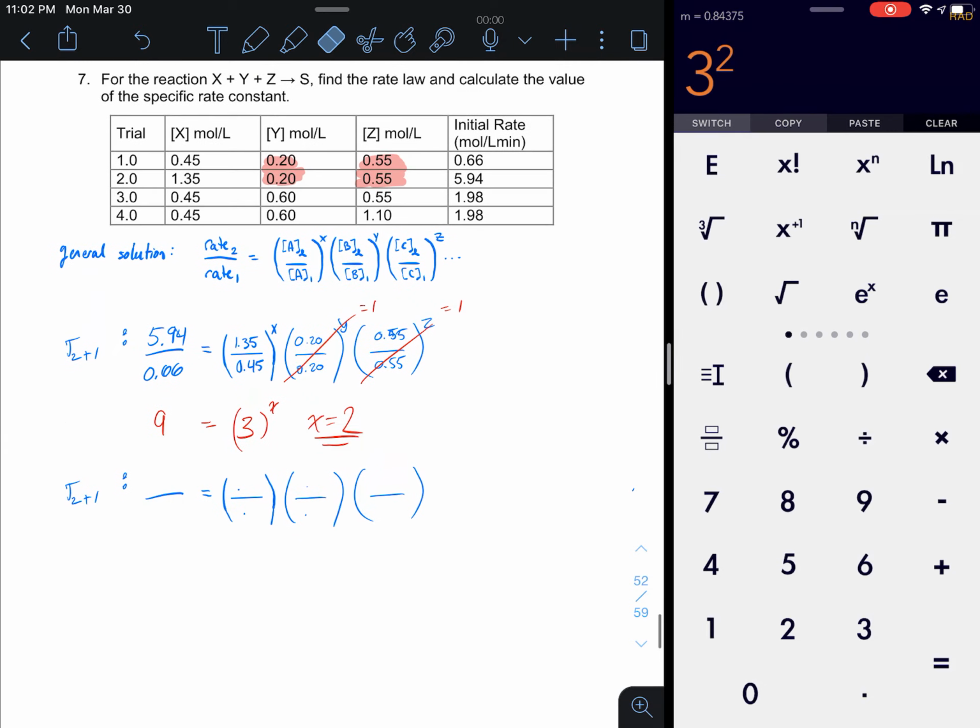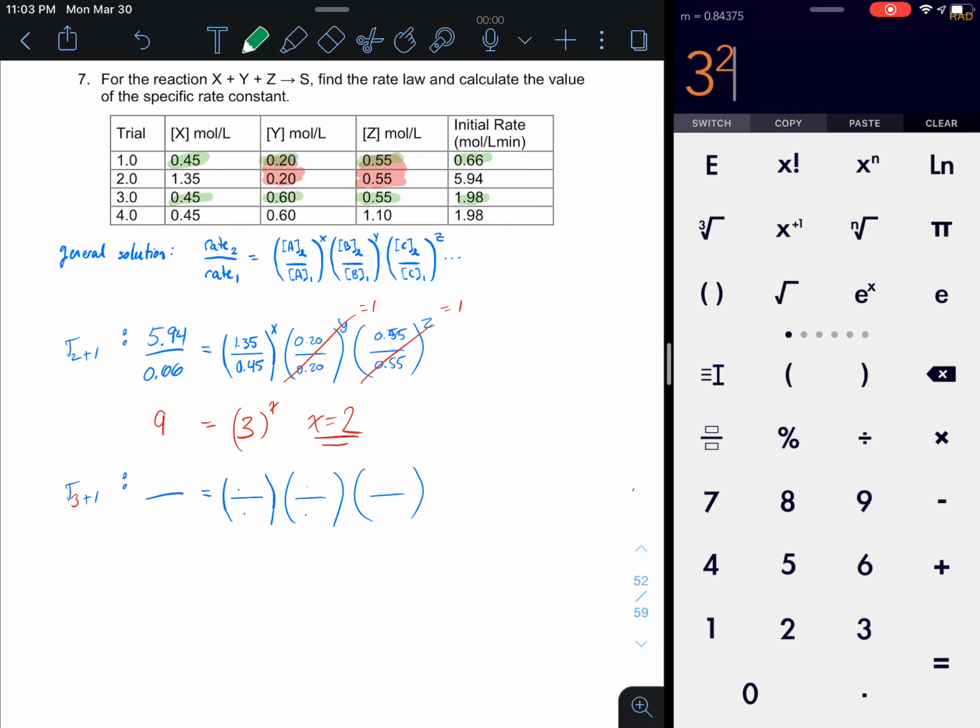Okay, but I'm ready for action. So I see that 0.45 is a common theme for this next one. So let's see if we can find one where, oh yeah, look at this. The z stays the same, and the x stays the same, but the y changes, and there's a change in the rate. So let's put those in there. So that is trial 3 and 1. So 3.